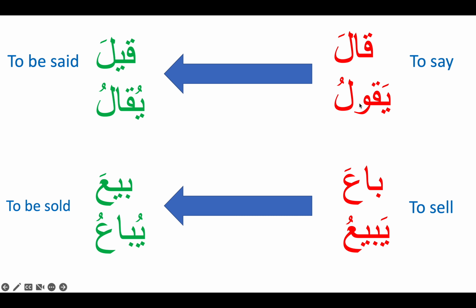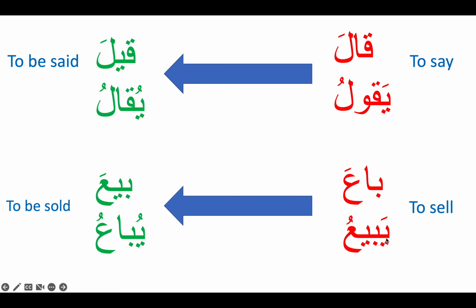يقول, he says. You wouldn't say he was says, but if you wanted to say it is said, يقال. So the wow, which we have in the active present, in the passive form becomes an alif. So يقال. Okay. The same thing for another verb, باع, which means to sell.